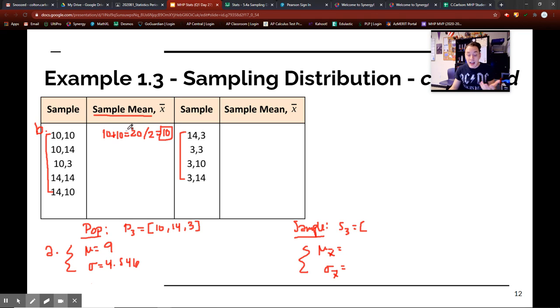Okay, so I find the average. So it's 10 plus 14, divide by 2, that's your number. So go ahead and do that real quick. Find the average of 10 and 14. Find the average of 10 and 3. Find the average of 14, 14, and so forth.